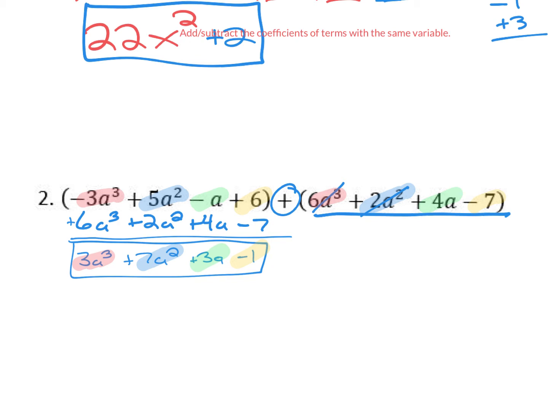So take a look at these next couple examples and give them a shot. All right, good luck. Pause here before we go on and check our answers.